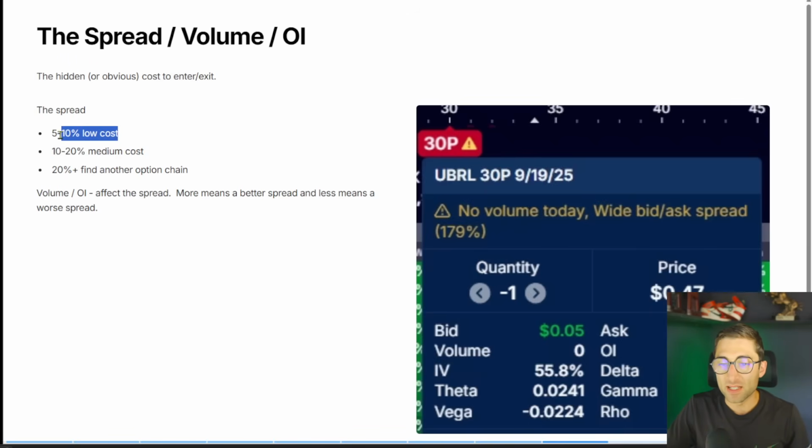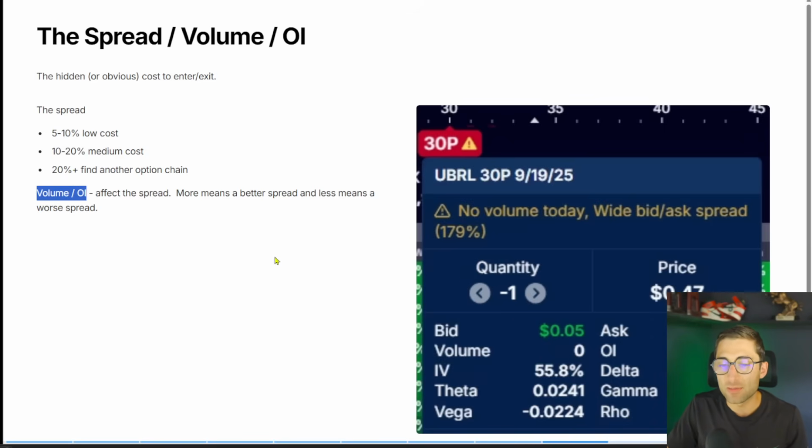So what you're looking for is the bid ask spread to be between 5 to 10%. And that's low cost. It doesn't cost much to be in that option chain. 10 to 20% is medium, and then 20% is outrageous. I would stay away from it. And the volume in the open interest isn't a factor you look at. It's just a relation to the spread. So the spread's going to be wide or close together because the volume in open interest is there.